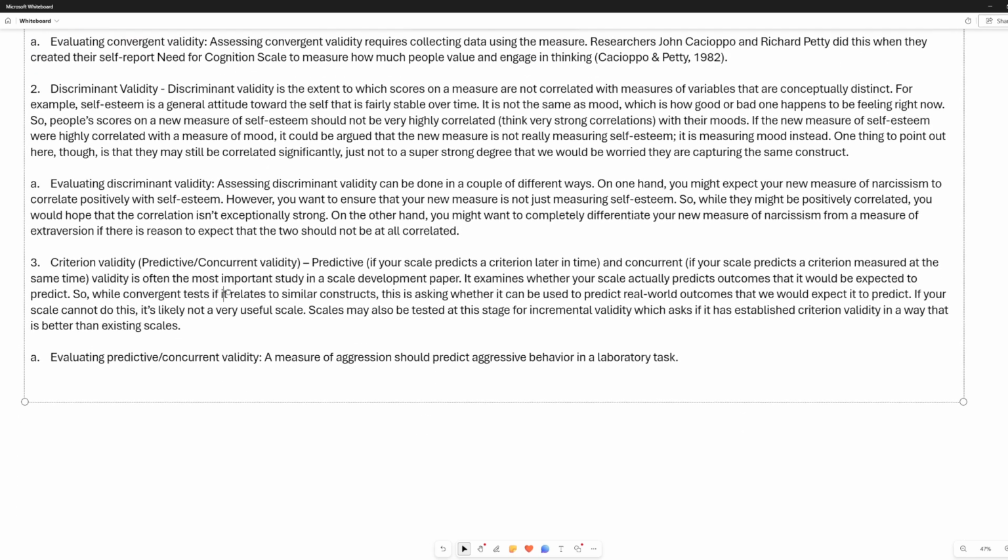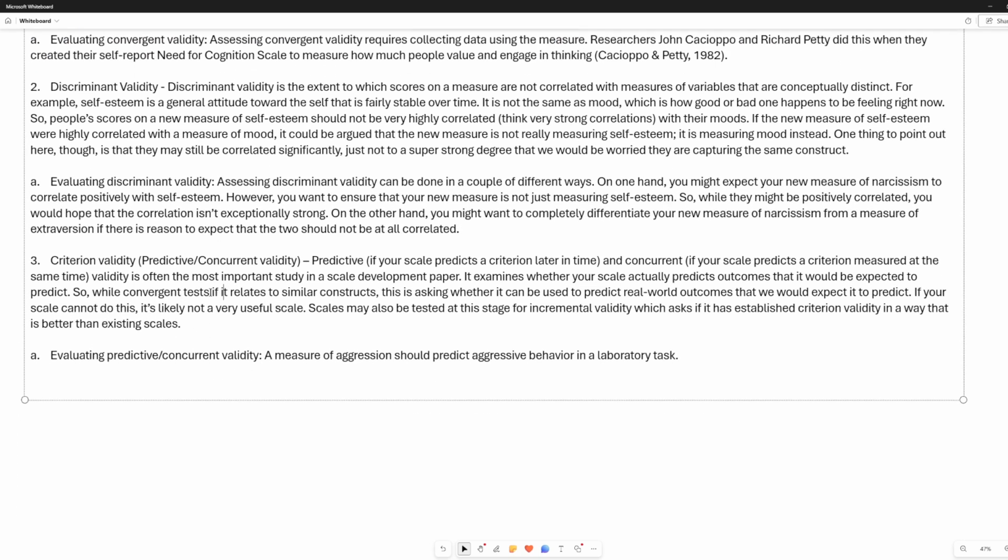Down here with criterion validity, we are expecting that our scale is actually going to predict things that it should. So, for example, a measure of aggression should predict aggressive behaviors when participants are put into a laboratory task and given the opportunity to behave aggressively, right? And I'll also note that scales may also be tested at this stage, their ability to predict things in the future or in the same moment.